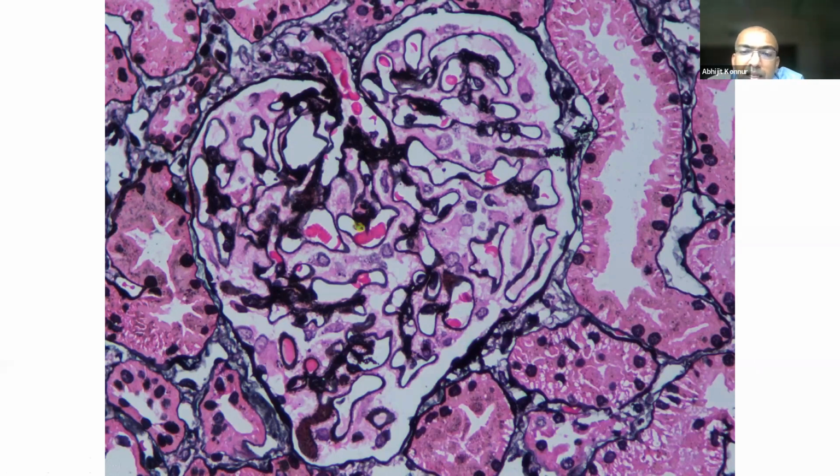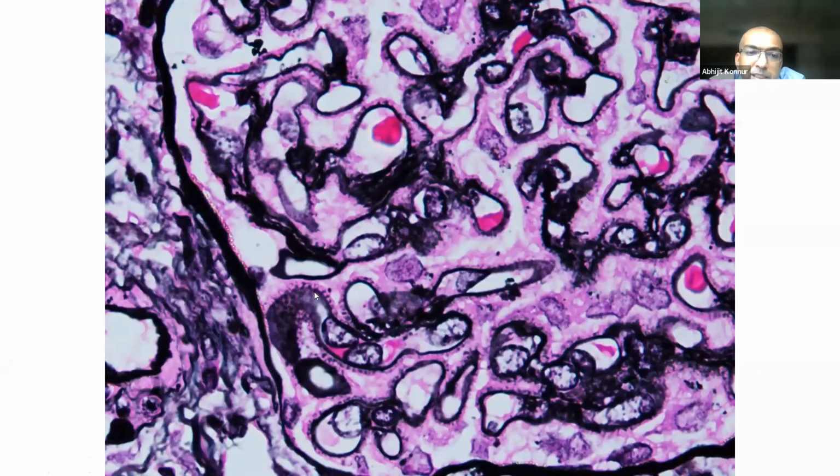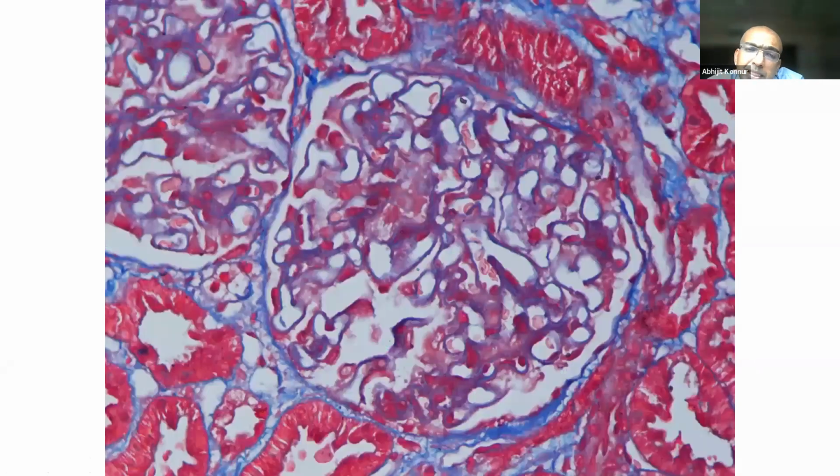And when one increases the magnification, one can see these spikes that are so classical of membranous nephropathy, right? So these are the spikes that are present. And as I had mentioned earlier, a cheap way or a very good way of looking for electron-dense deposits is the Masson trichrome stain, where one can actually see these deposits as red deposits that are present in the basement membrane. So if you look hard enough, you can see them.